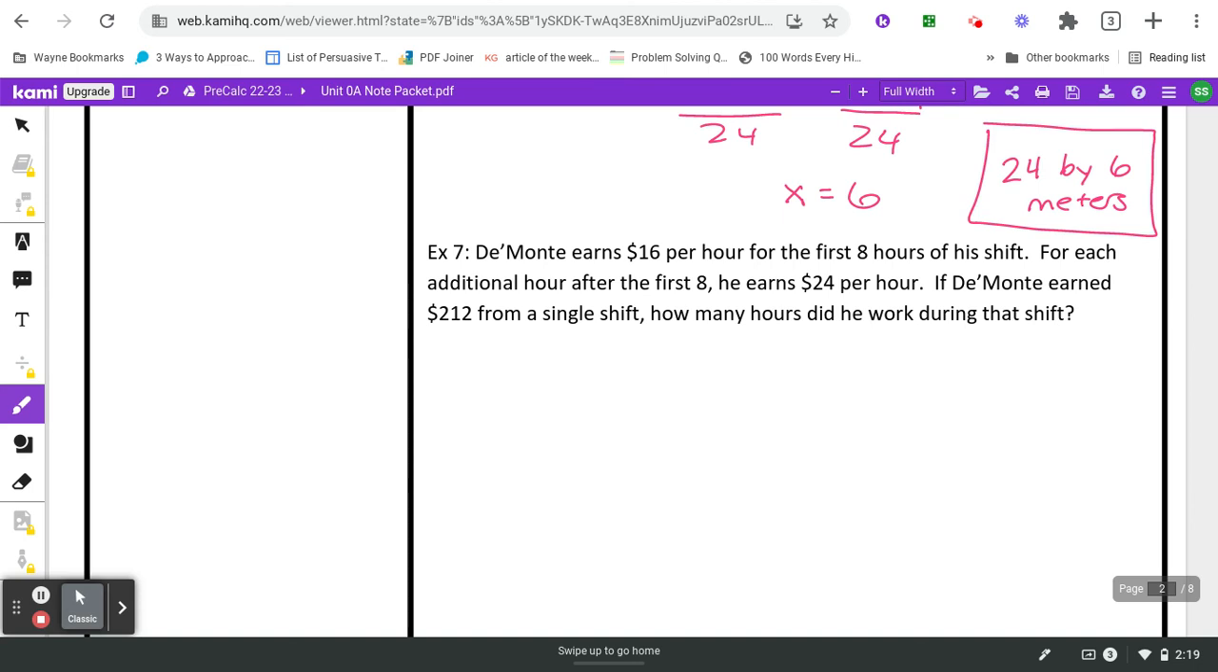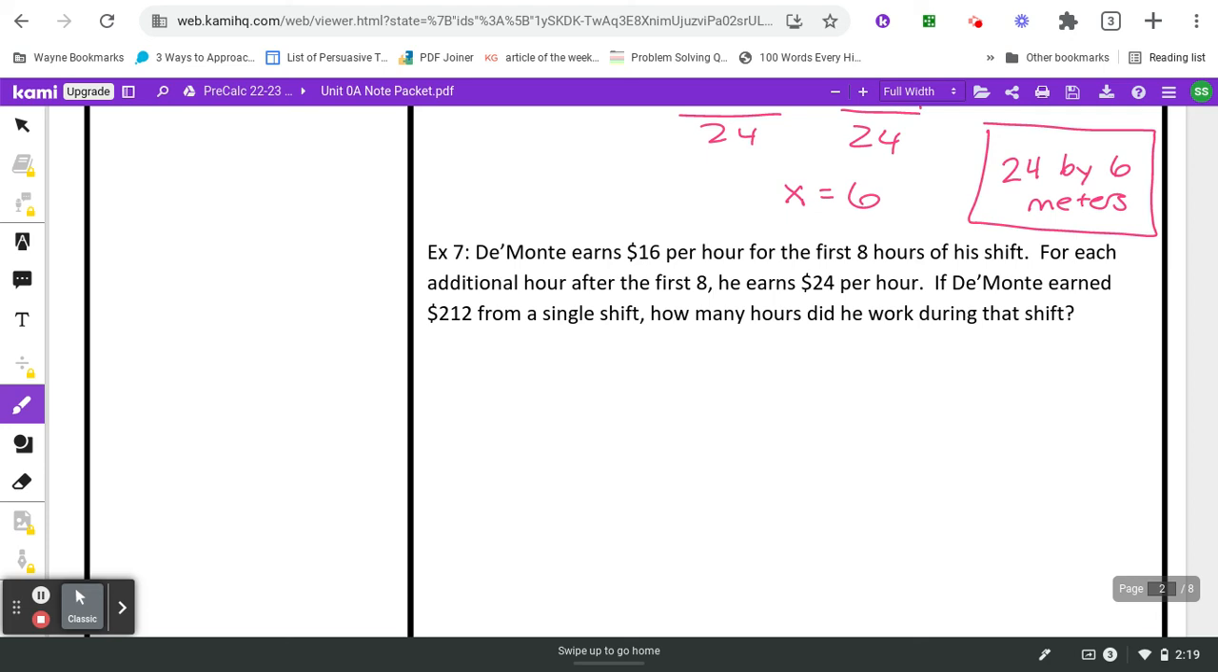Number 7, DeMonte earned $16 per hour for the first 8 hours of his shift. So that's kind of his regular pay. And then for each additional hour after the first 8, he earns $24 per hour. That's his overtime pay. If DeMonte earned $212 from a single shift, how many hours did he work during that shift? So again, if you grab your calculator and just start subtracting numbers, multiplying, things like that, you'll probably be able to get to the answer.